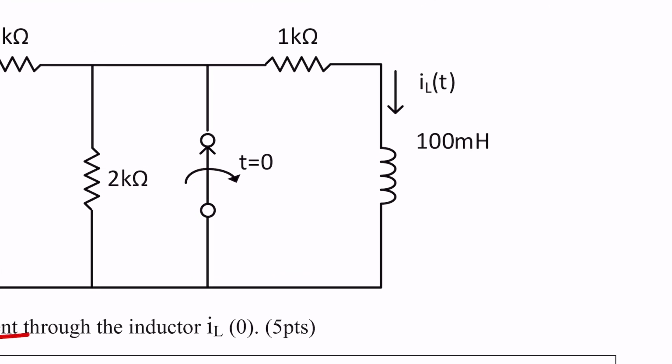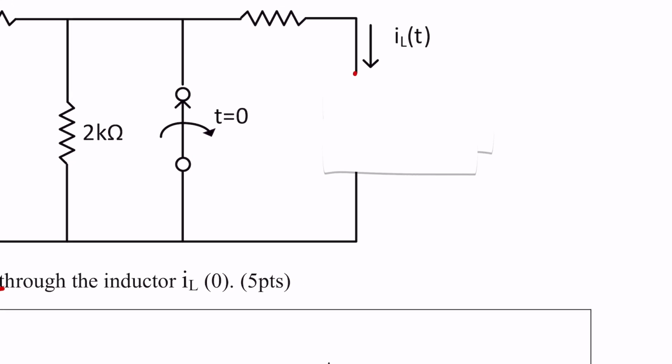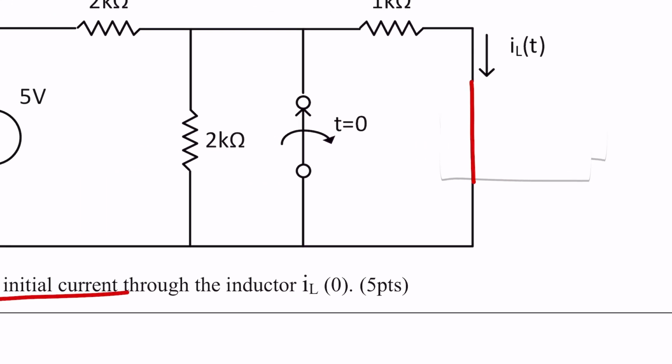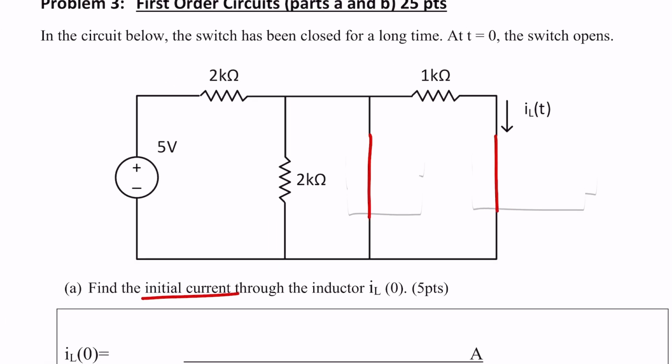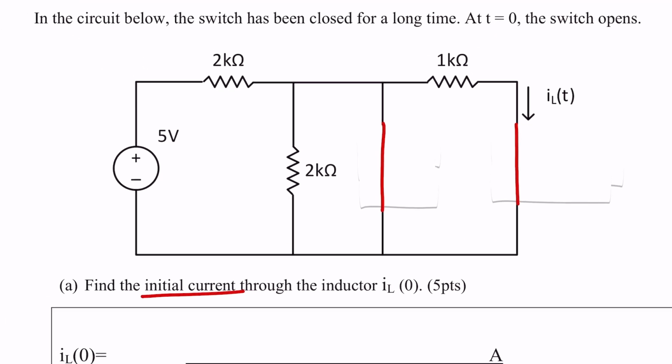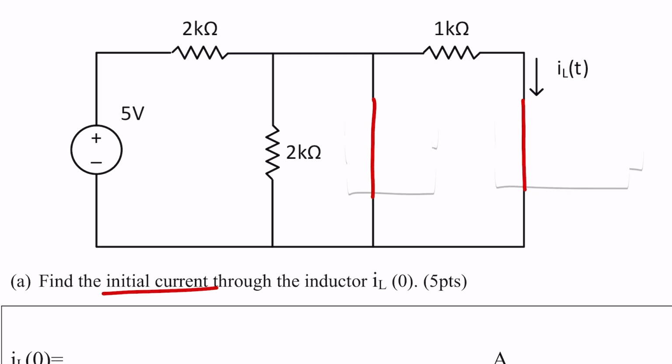So what do we know about the inductor at DC conditions? It just turns into a short circuit. So we can get rid of the inductor and draw a line, boom. What do we know about the switch before t equals 0? The switch was closed, so we can even draw a line there. There we go. So here's our circuit for the longest time. Now we have to find this current.